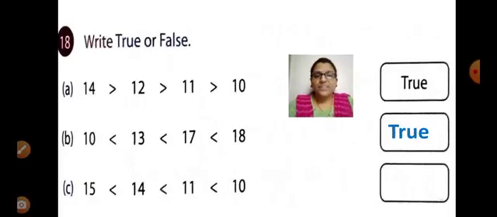Next question, 15 is less than 14, is less than 11, is less than 10, which is given. But is this correct, children? No, 15 is not less than 14. 15 is more than 14. Same way, 14 is more than 11, 11 is more than 10. So here, signs should have been more than sign. But given signs are less than signs. So this is false statement. We will write it in the box.